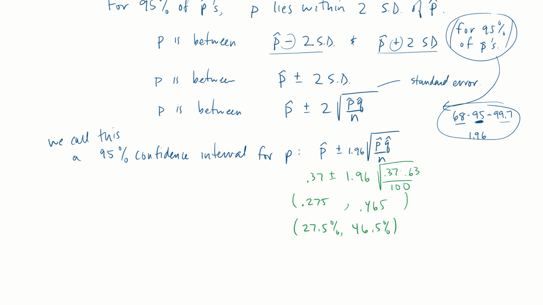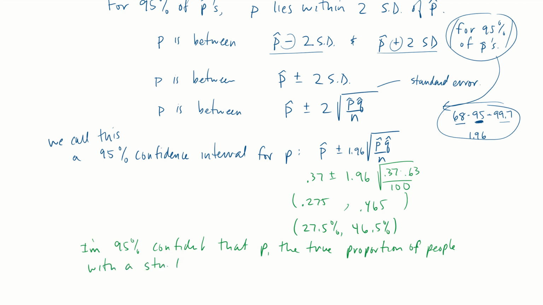Okay, so what are we saying? We're saying I'm 95% confident that P, the true proportion of people with a student loan, is between 27.5% and 46.5%. So I'm pretty confident, right, that it's in that range.